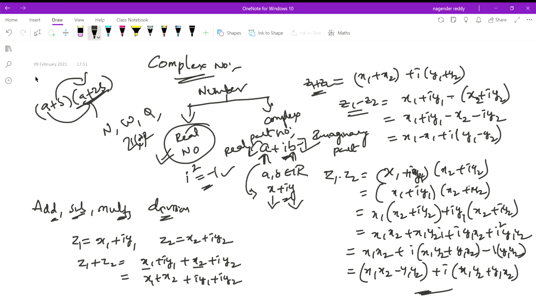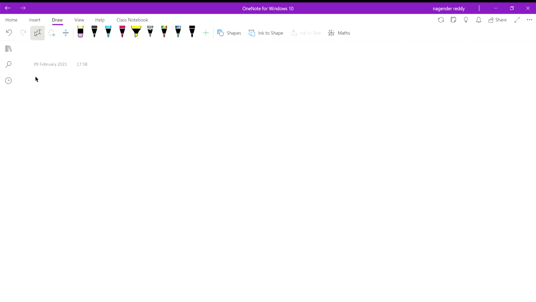The next major concept, we can go for it: the division of complex numbers, that is z1 by z2, or you can take z2 by z1, according to the question, in hypothetical form. So z1 is x1 plus i y1 by x2 plus i y2. Here we have to discuss the definition. Before going to this, first we should go for the rationalization of the denominator, because here we have a condition that z2 is not equal to 0.